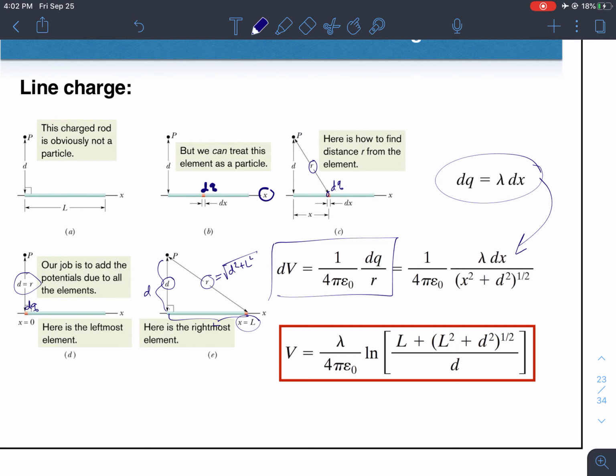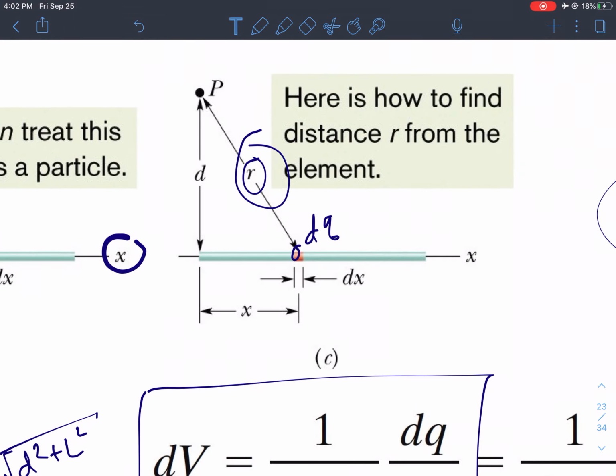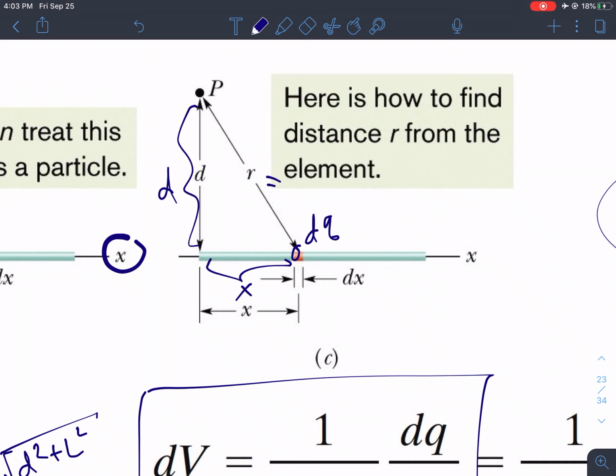But the r value we need is none of those, because those are specific values. So we want it for part C. When you look at this, r is equal to, so this part is x and this part is again d. They are perpendicular to each other, so you can do x squared plus d squared, take the root. That gives you what r is.